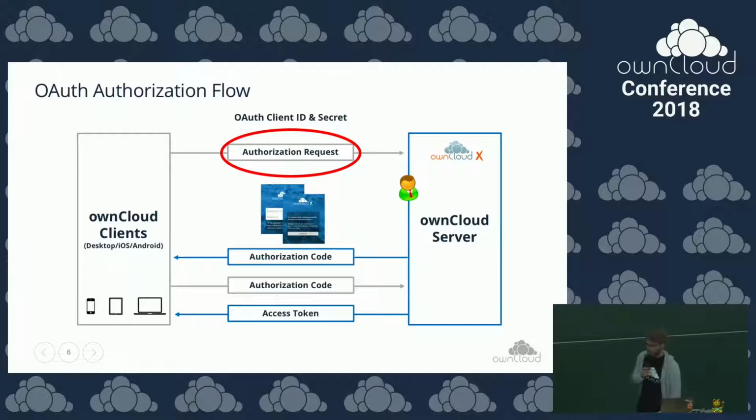All right. And in order to lock out these publicly available clients, we need to create unique client IDs and unique secrets, and put them into our clients in order to make sure that ownCloud only accepts these requests.